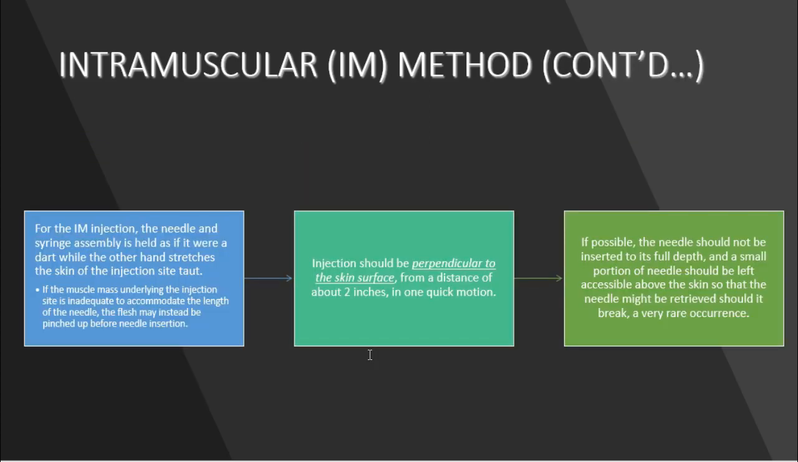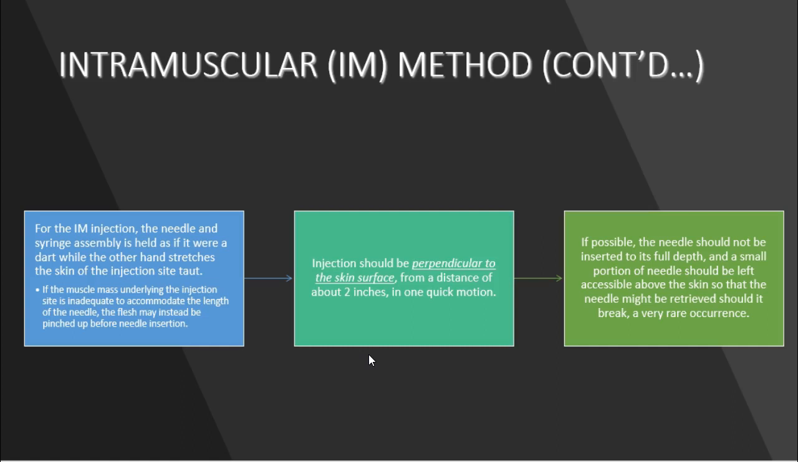For the IM injection, the needle of the syringe assembly is held as if it were a dart. Nice, huh? While the other hand stretches the skin of the injection site taut. If the muscle mass underneath the injection site is inadequate to accommodate the length of the needle, the flesh may instead be pinched up before the needle insertion.